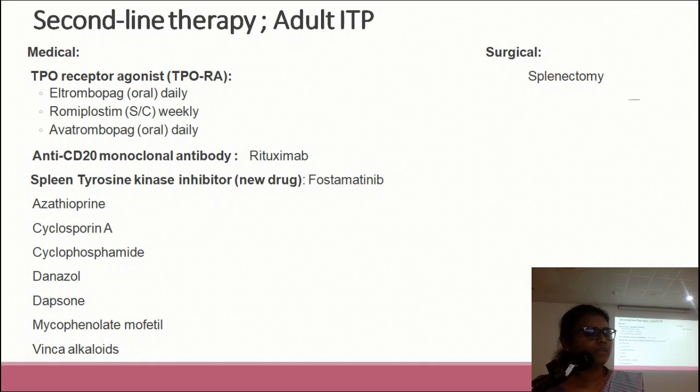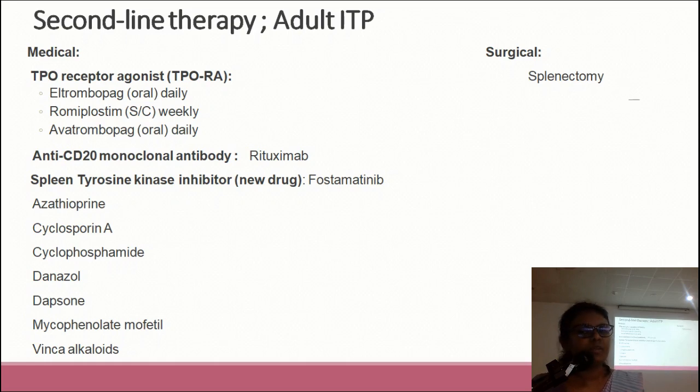Spleen tyrosine kinase inhibitor, fostamatinib, is again a new drug recently approved by the FDA, and we don't have it. And azathioprine, cyclosporine, cyclophosphamide are medications we commonly use. Danazol, dapsone, MMF, and vinca alkaloids we use very infrequently.